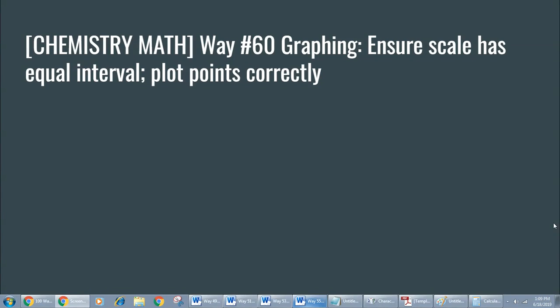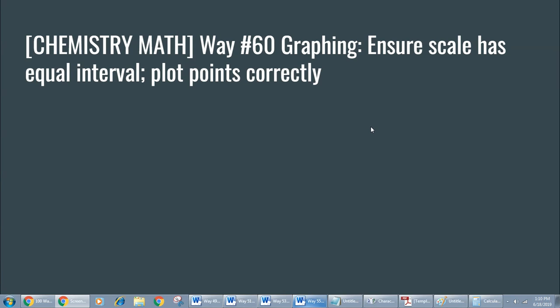Way 60 deals with being able to graph correctly a set of data points. For the Living Environment Regents, the Chemistry Regents expects you to be able to graph correctly, and that means that your scale has to be equally spaced, or have an equal interval, and points have to be plotted correctly, meaning that if the instructions tell you to put a dot with a circle around it and connect them, you must do that in order for full credit.